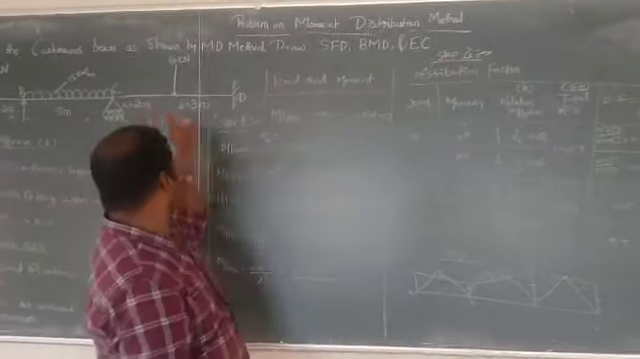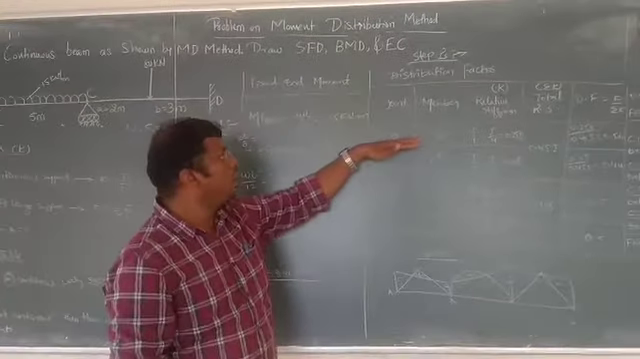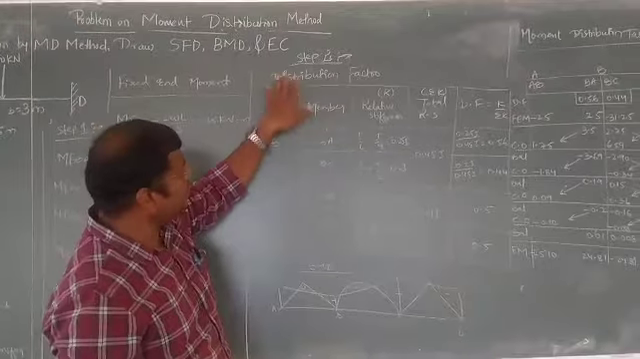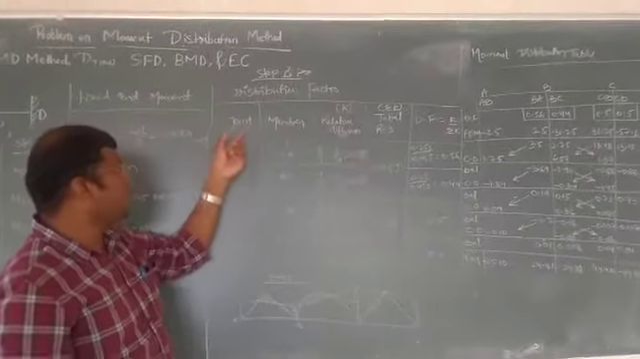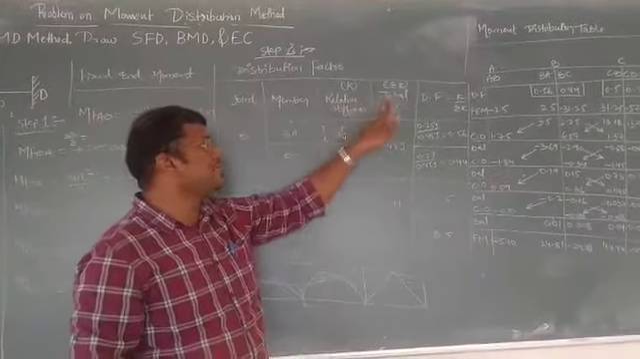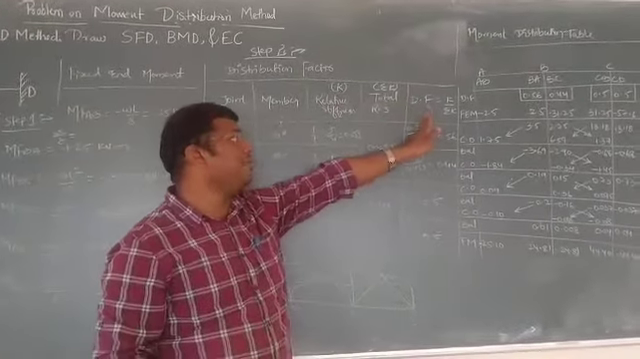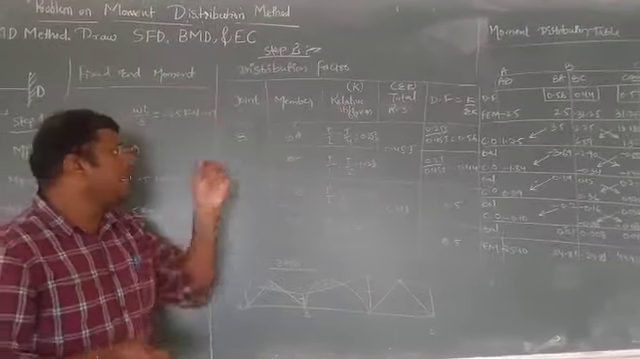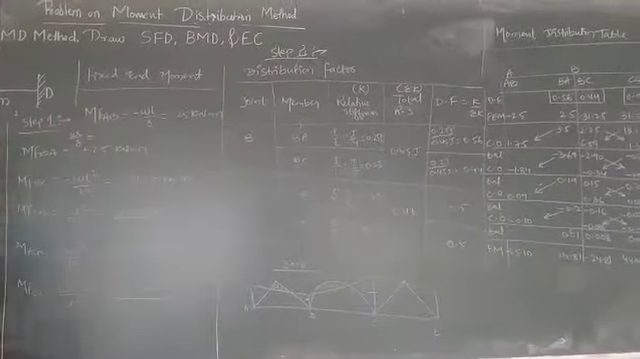Now supports B and C are intermediate, so I have calculated the stiffness factor here. Look at here. First, we need to prepare a table: joint, member, relative stiffness, total relative stiffness, and ultimately distribution factor. We are going to calculate the distribution factor. Now I have the joints, so these are the joints.